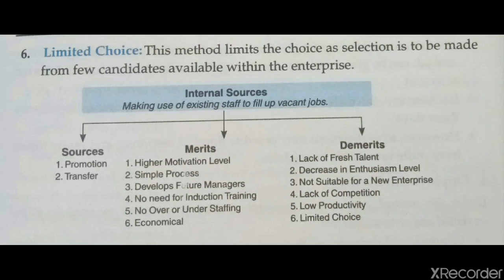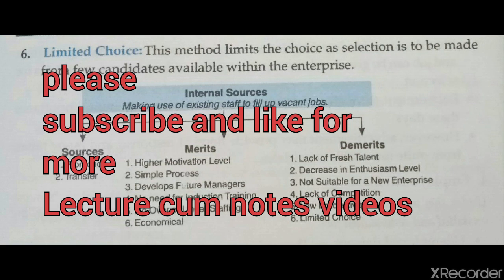So internal source of recruitment means making use of the existing staff to fill the vacant post. Existing staff means the staff that is already in the organization. So sources can be of two types: promotion and transfers, and merits and demerits we have discussed one by one under various headings.